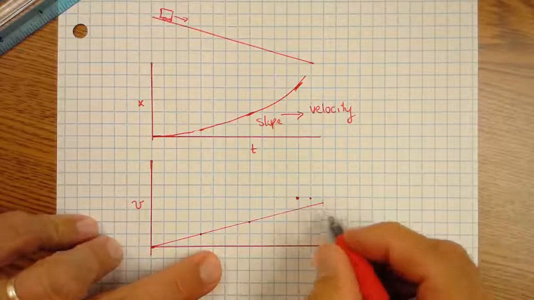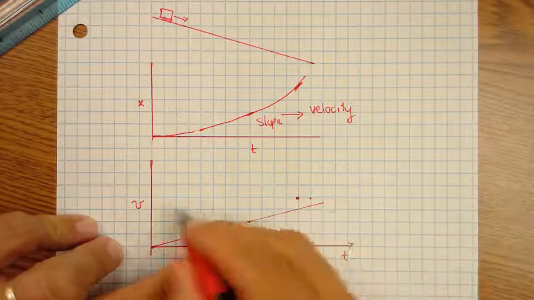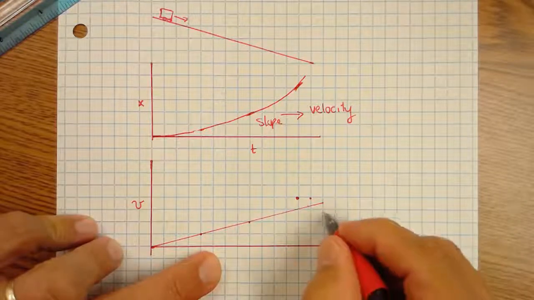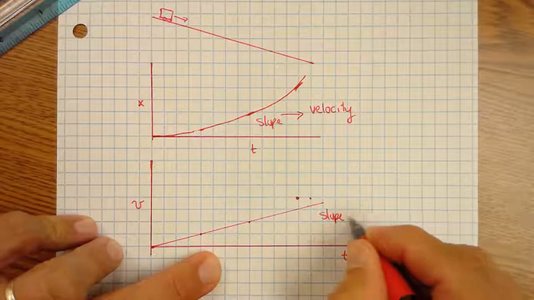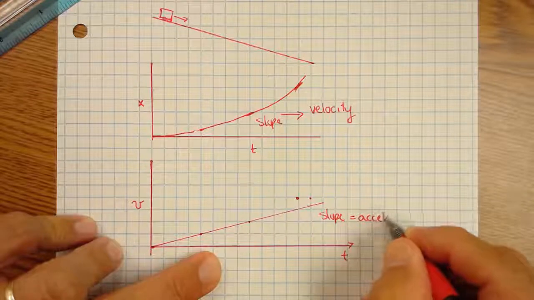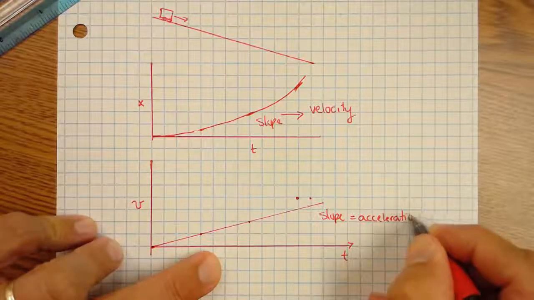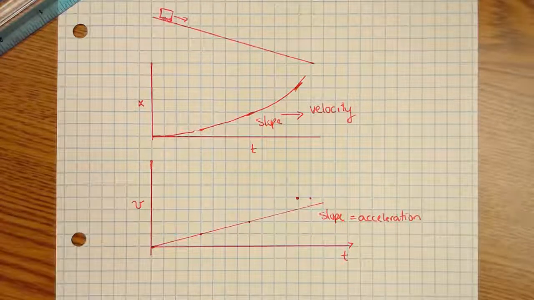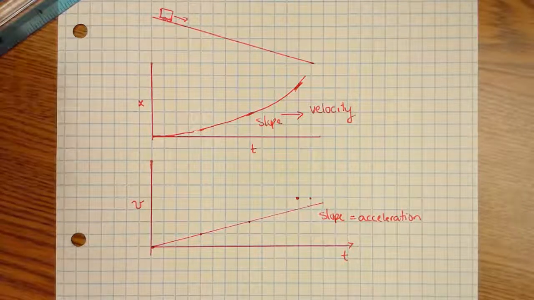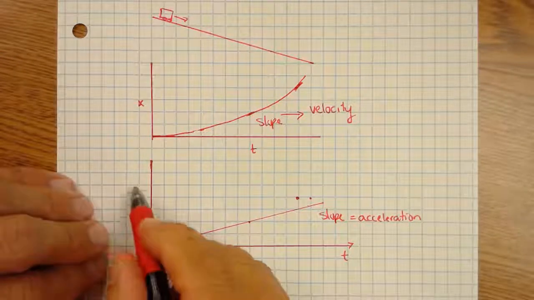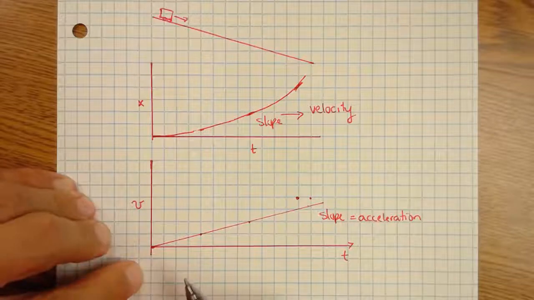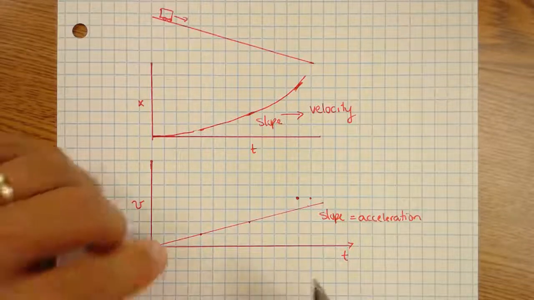So, here's the big idea. If you graph velocity versus time, the slope is the acceleration. It's the rate that the velocity is changing. So that was the big idea we talked about today. If you graph velocity versus time, the slope is the acceleration. Now, let's look at that for a minute.